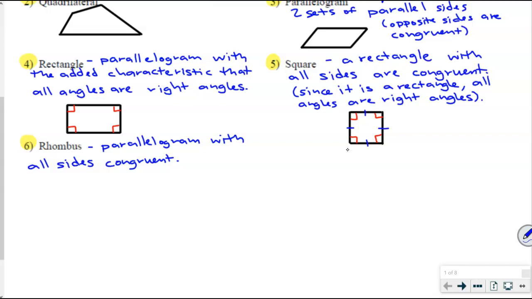Two sets of parallel angles? What do you mean by two sets of parallel angles? Okay, the angles can change. That is a true statement. Parallelogram with all sides congruent doesn't tell us anything about the angles, so you are correct. But could this be a rhombus? Emery?